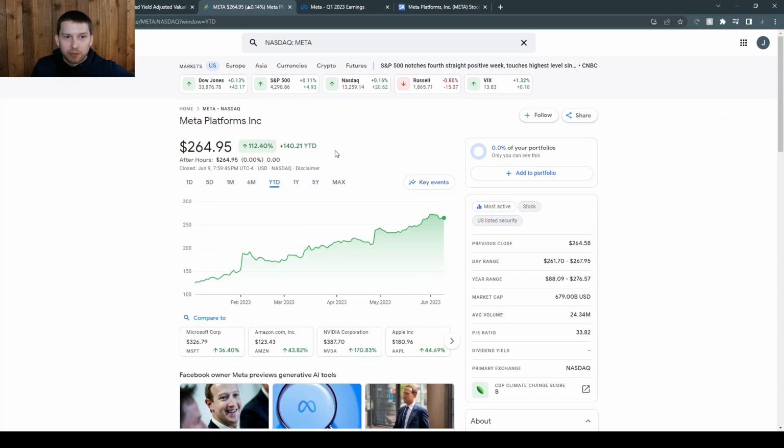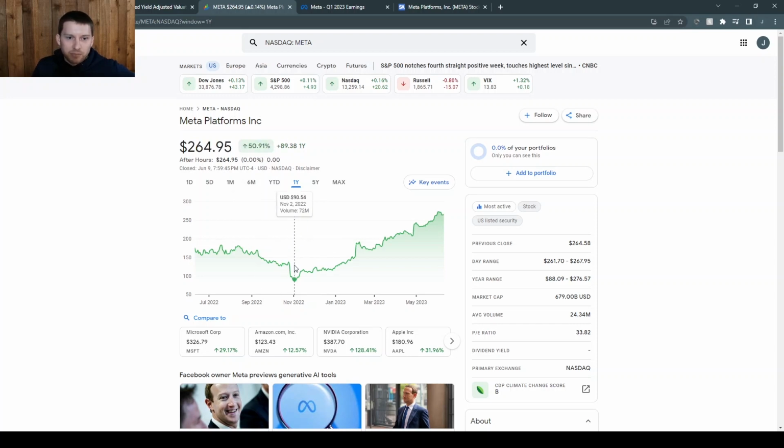Year to date, we're up 112% on Meta. The 1 year, about 50%, but from the lows, this is absolutely insane. We're up, oh my gosh, trough to peak over 200% from November to June. So like 7 months, 8 months.